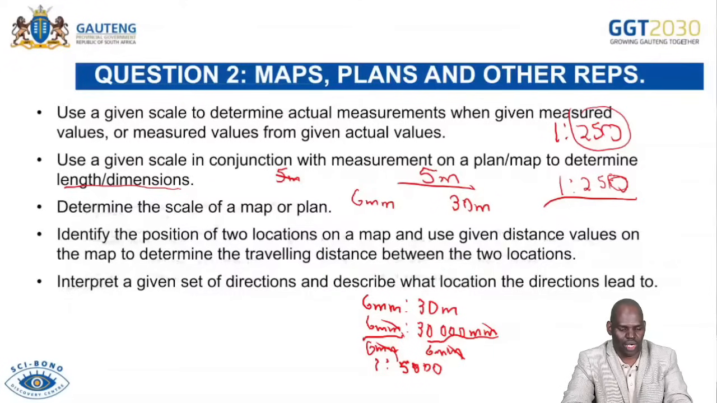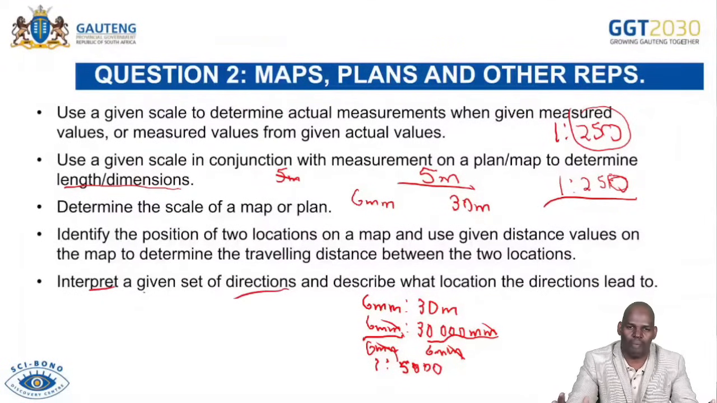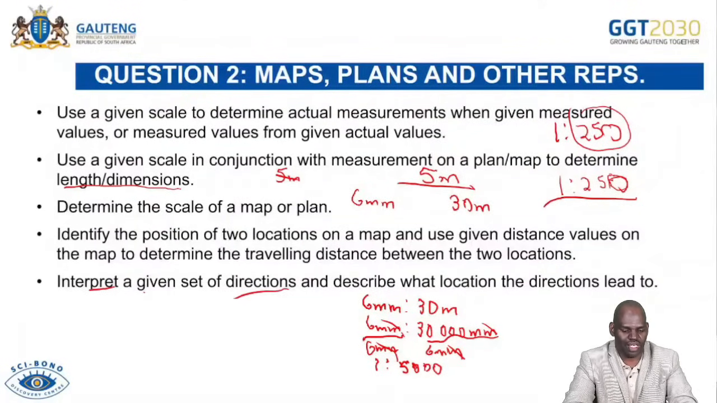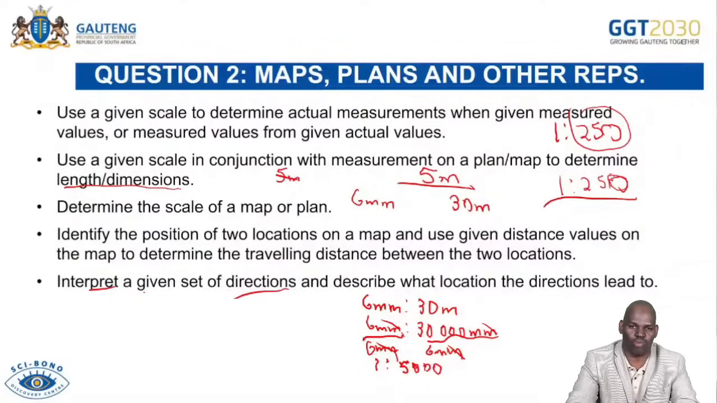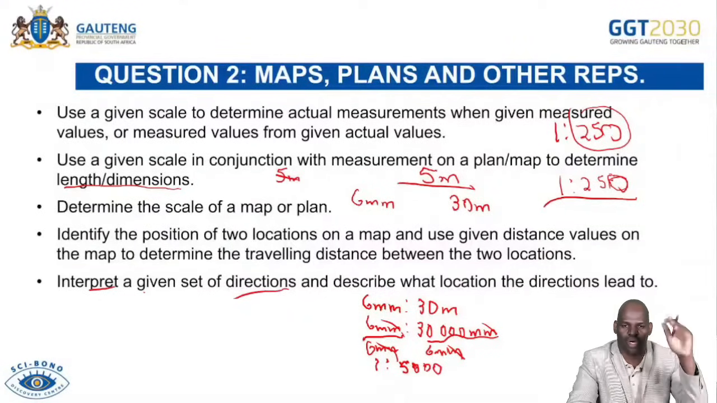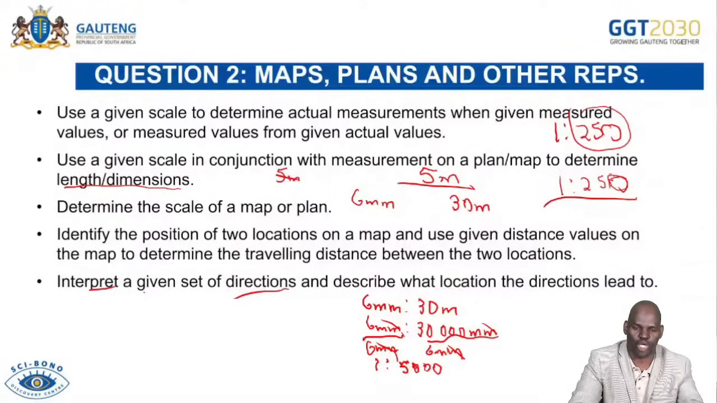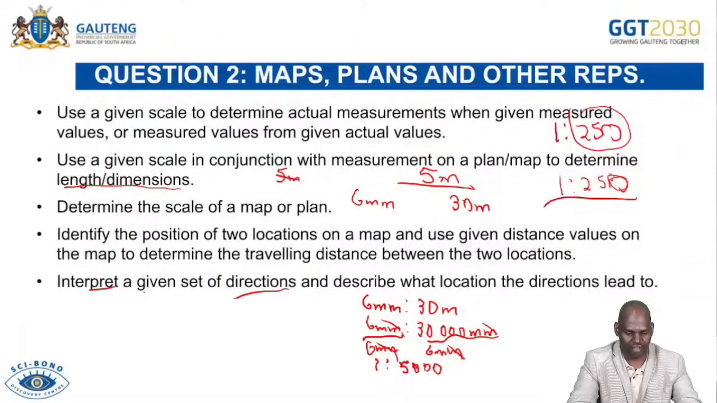Okay, and then the next one is interpret a given set of directions. Okay, we know that about the cardinal points. We've got 8 cardinal points in Mathlit. You must be able to interpret those cardinal points. So you must also be able to describe what location the directions lead to. So in this case, they say interpret a given set of directions and describe what location the directions lead to. So you must be able to explain that if I move from south, I'm going north, or I'm going northwest, at which destination am I going to arrive at?